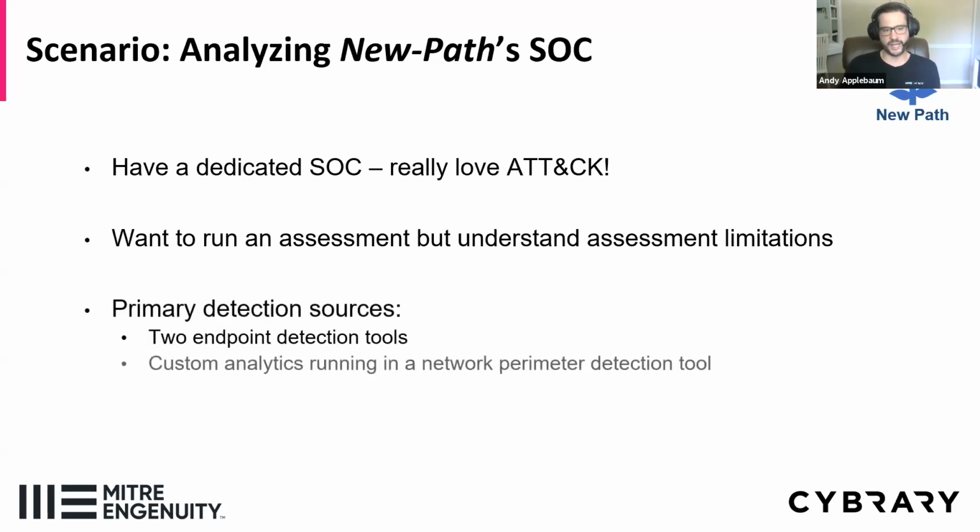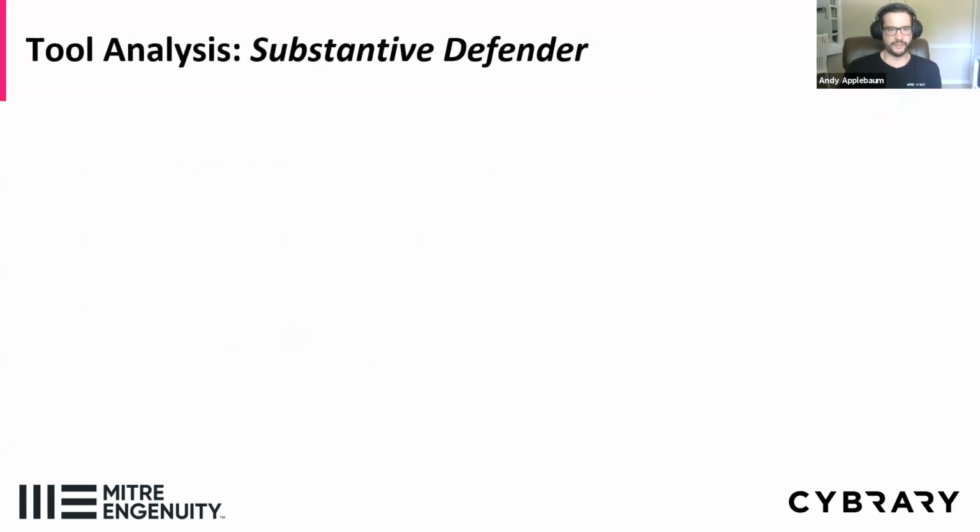And when it comes to detection, they're only doing a handful of things that are really important for us in this example. I know most SOCs are doing many things, but in this example, we're just looking at 2 endpoint detection tools, and then some custom analytics running in a network perimeter detection tool that they built on their own. To give an example of what it looks like to run through an assessment, here's a notional tool we're calling Substantive Defender.